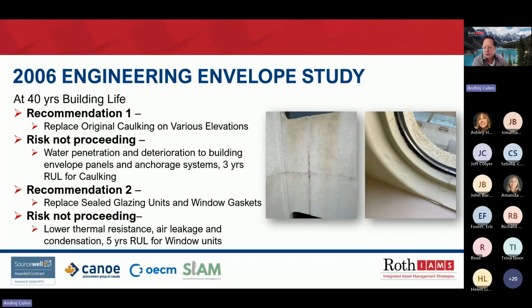Recommendation number 2 was an annual allowance to replace sealed glazing units and perimeter window gaskets and caulking. So a remaining useful life of 5 years was given for the original window glazing units. Risk of not proceeding with those repairs is failed units will have significantly lower thermal resistance, and failed gaskets and caulking allows increased air leakage rates. There will be potential for condensation and mold to form, as well as water to penetrate.